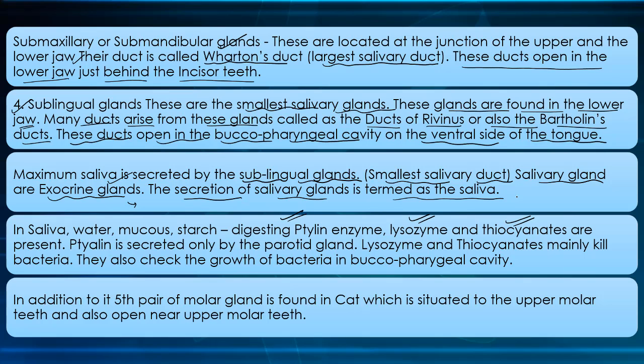Ptyalin is secreted only by the parotid gland. Ptyalin helps in the breakdown of starch into maltose.